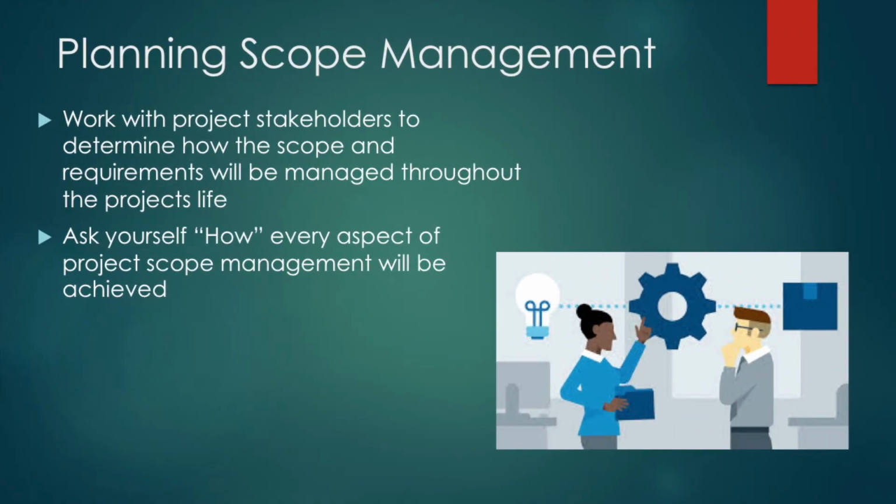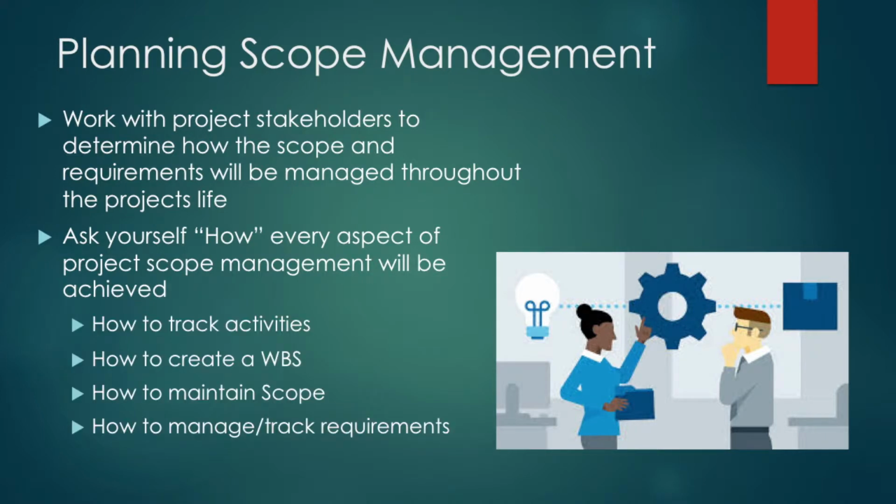The first process in Project Scope Management is planning. This is when a project team determines how they are going to define, document, validate, and control the project scope throughout the life of a project. It is critical that project managers work with stakeholders to ask themselves how they will complete the project. A few important questions to ask are how tasks will be tracked, how the work breakdown structure will be created, and how many changes and requirements will be handled.